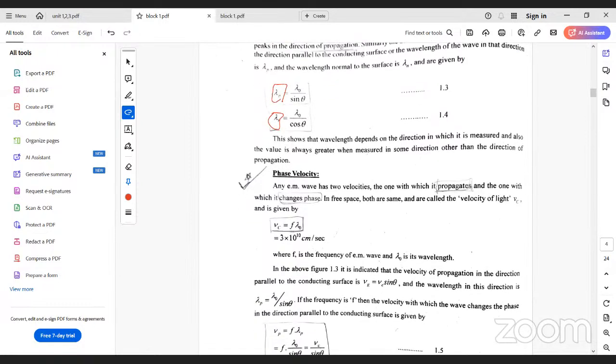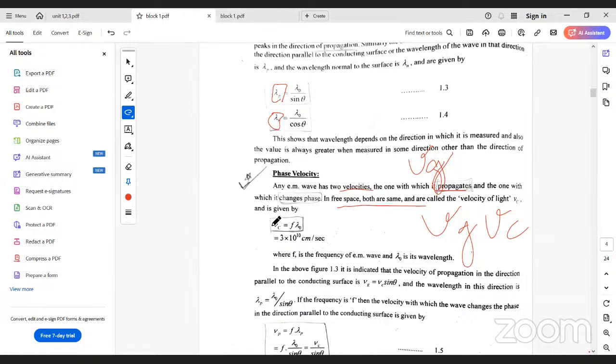What is phase velocity? An electromagnetic wave has two velocities. It propagates or changes the phase. Here, what are the two velocities? Group velocity, Vg term we have, and velocity of the light is Vc. Here, in free space, what we call velocity of light. Another, we call the term as Vg. This is velocity of the light when it is propagating.